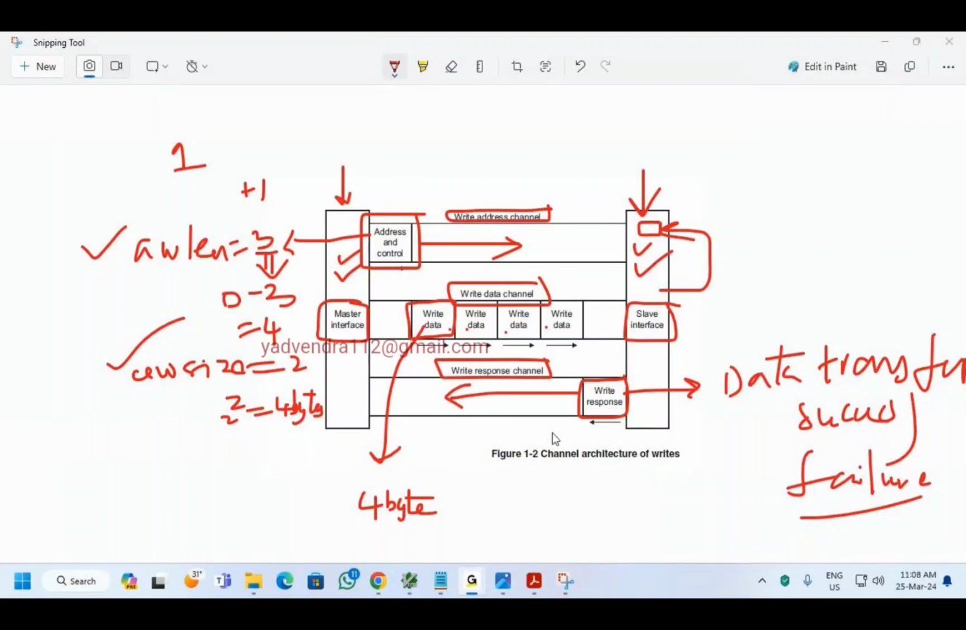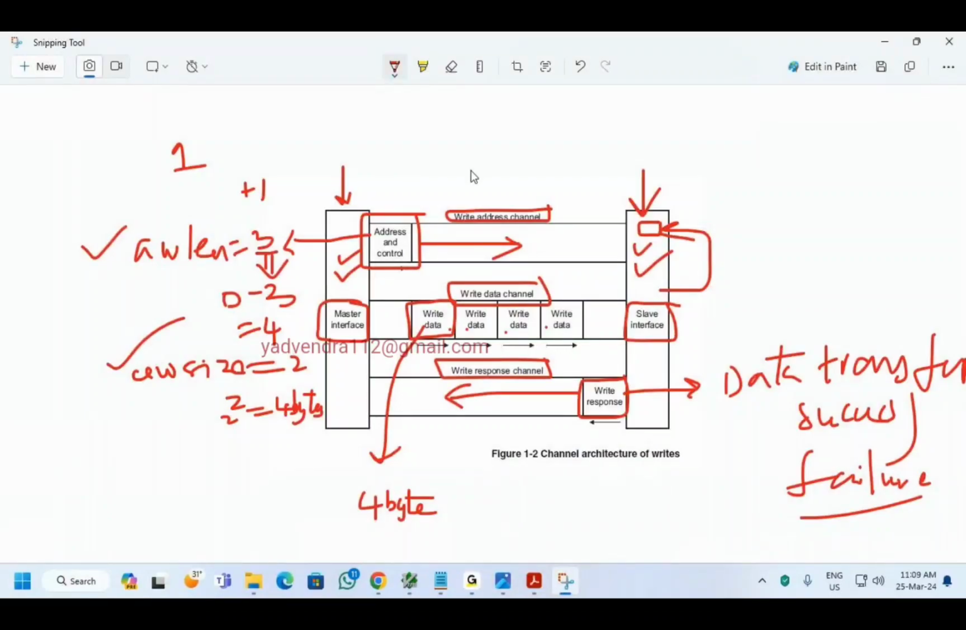Next, what are the things there? Burst length, burst size, and everything related to the burst is a part of the address channel. So whatever the master needs to convey to the slave regarding the W data or R data, all that information is placed in the address channel. Did everyone get this, guys? Any doubts till now?